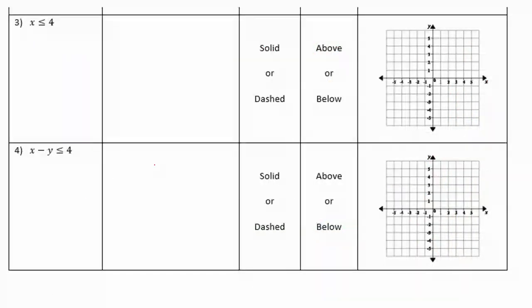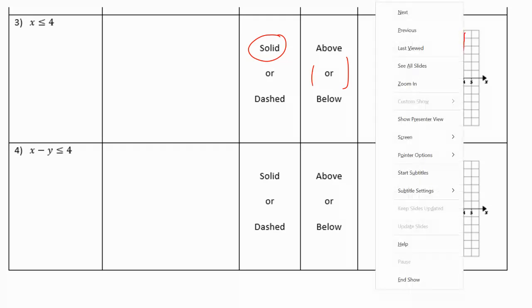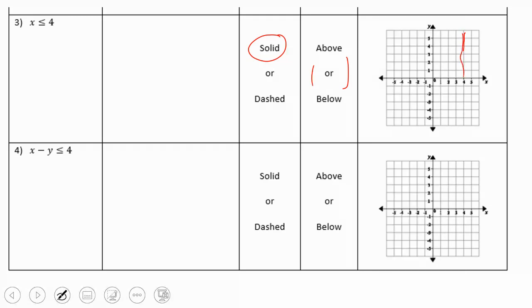This is a special case. X is less than or equal to 4. It's already in the form to graph. I know it is a solid line, but this above or below thing is kind of tricky on this one because x equals 4 is a vertical line. So there's no above or below, but it says less than or equal to 4. So everything that's smaller than 4 would be to the left of 4. So I'd be shading over here.